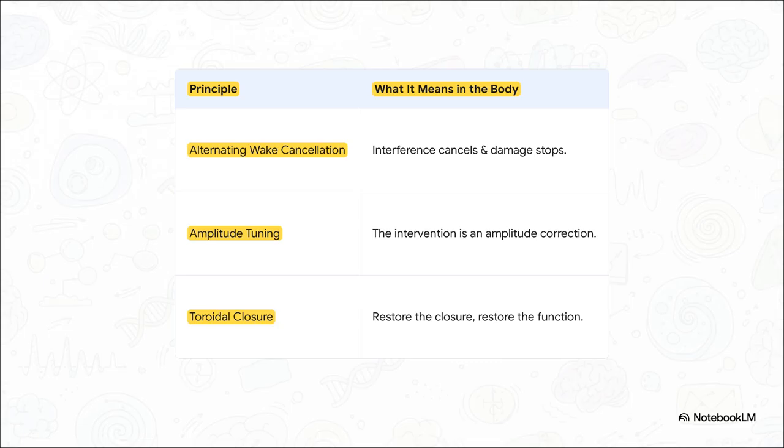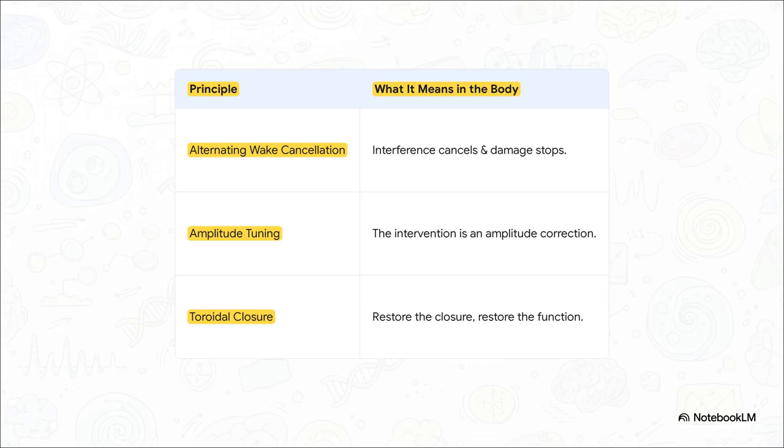Second, amplitude tuning. Think of a healthy heartbeat on a hospital monitor. It's got a specific rhythm, right? A specific wave height or amplitude. When something goes wrong, that wave gets too high or too low. So the solution isn't to blast it with a drug, but to gently tune it back to its correct, healthy amplitude.